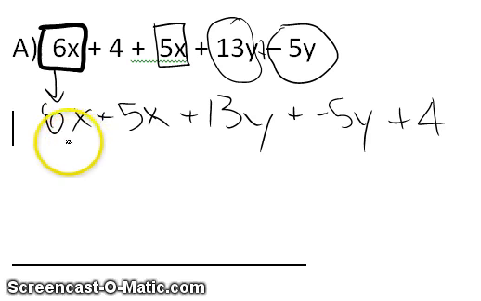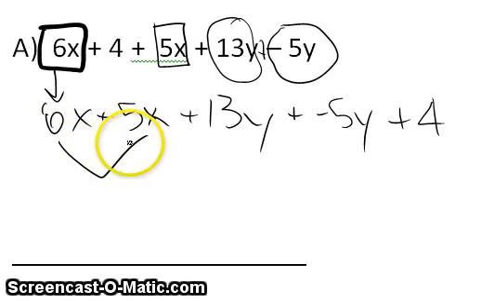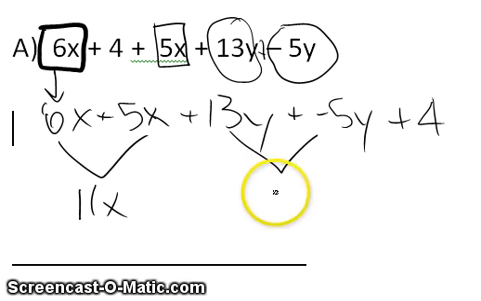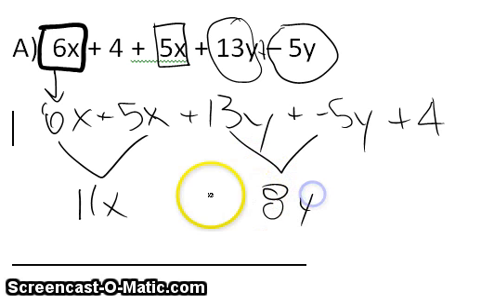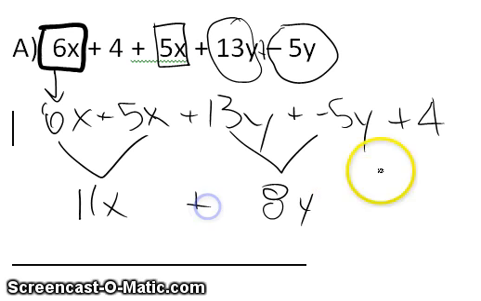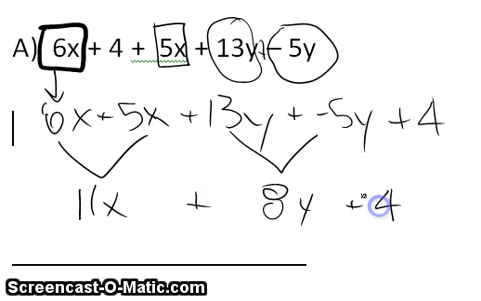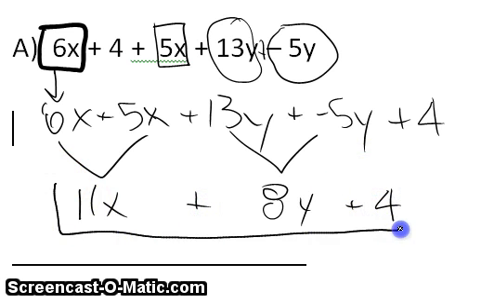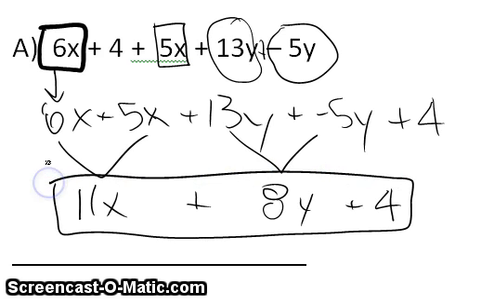So the squares I'm going to combine. So 6x² plus 5x² is 11x². I'm going to combine the y's. 13y plus negative 5y is just like 13y minus 5y. So that's 8y. And there was a plus between them. Plus 4. So my answer then is 11x² plus 8y plus 4.